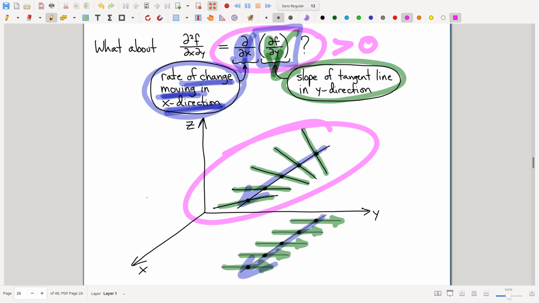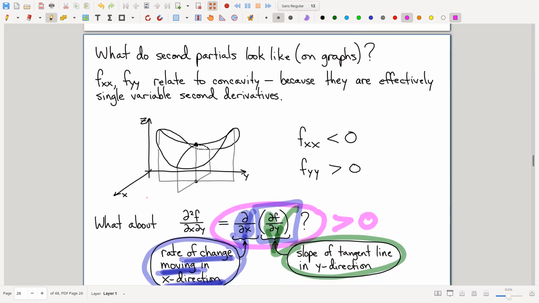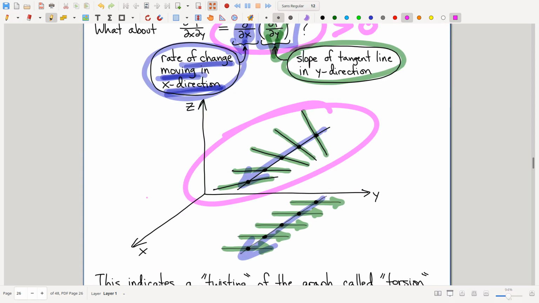Okay. So, unmixed second partials look like concavity. Mixed second partials look like a twist on the graph. And again, all together what we're looking at is the graph of the function whose mixed second partial we're talking about. Okay.